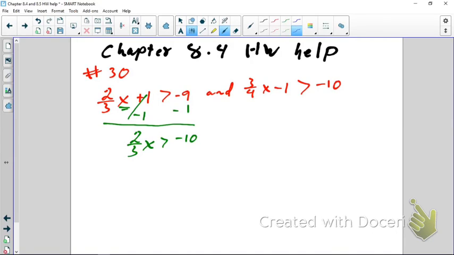There are different ways of doing this following step. You could do the reciprocal of these two and multiply it to both sides. Or you could do what I'm about to do, which is take the denominator, multiply it across first, and then you have 2x is greater than -30. Then you get to divide by 2. So you end up with x is strictly greater than -15.